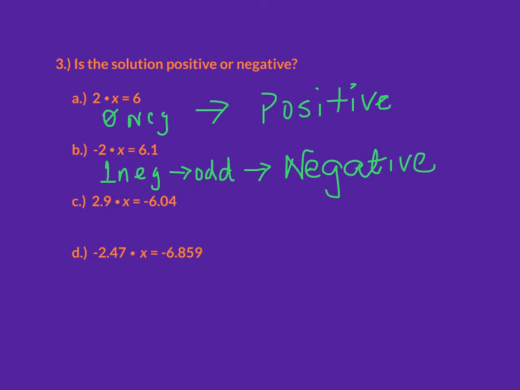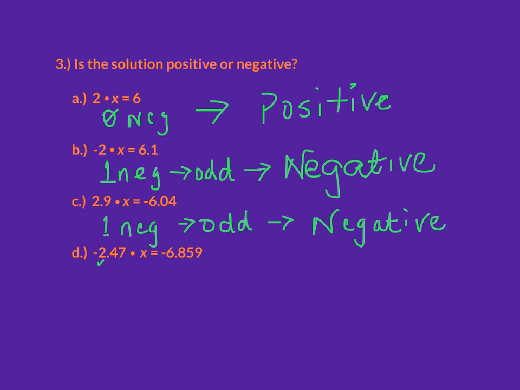Next, again, we have 1 negative. That is an odd number of negatives. He gets to be all by himself. Also negative. The answer is negative. And then we've got our final one down here.